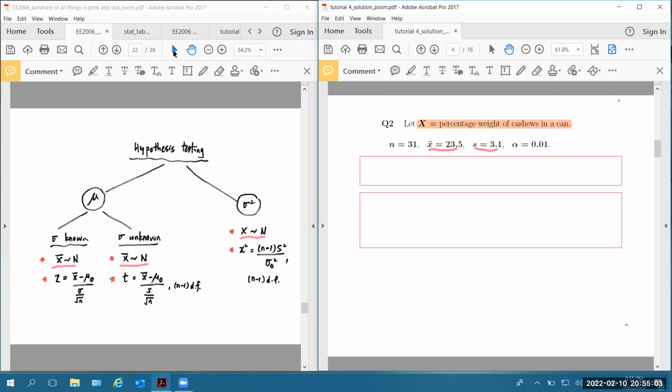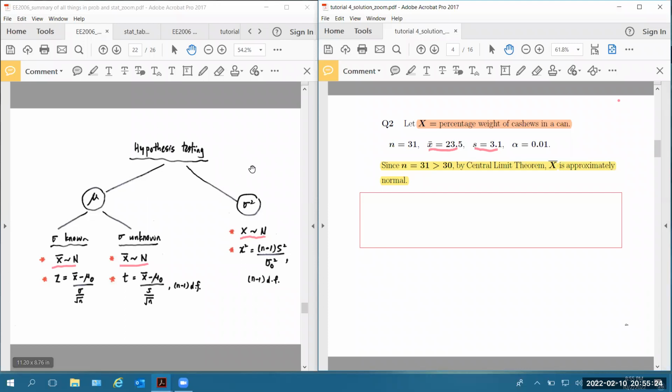The theorem. What? Theorem. Oh, what theorem? The CLT, central limit theorem. Yeah, that's the one. You see here the sample size is greater or equal to 30, right? Yeah. So we can use central limit theorem.